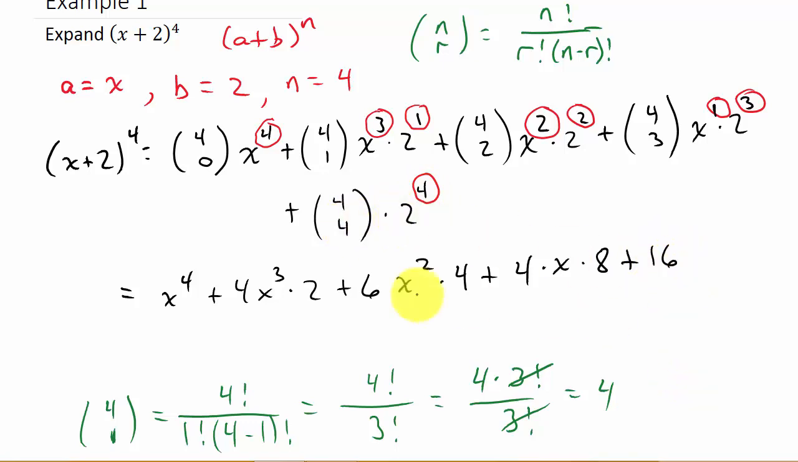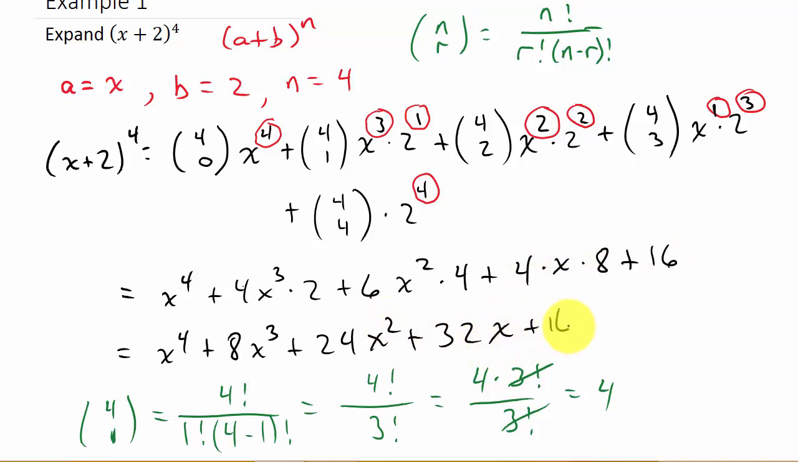Now I'm going to say something else about the combinations. Let me write this down real quick. I'll go ahead and multiply all this out. So that's x to the fourth plus, and then 4 times 2 is 8x cubed, plus, and then we got 6 times 4 is 24x squared. 4 times 8 is 32x, and then plus the 16.